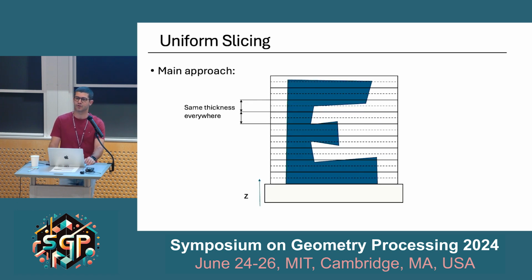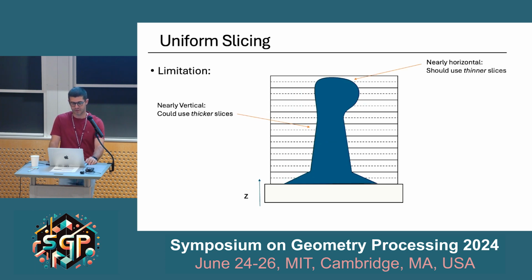So the most trivial choice that we can make is to choose a uniform slicing. So the distance between adjacent planes that cut the object in flat areas is always the same. The problem with this approach, as I said, is that when you are nearly vertical, everything is fine. So we have a very nice approximation. Where we are nearly horizontal, we get a much cruder approximation.